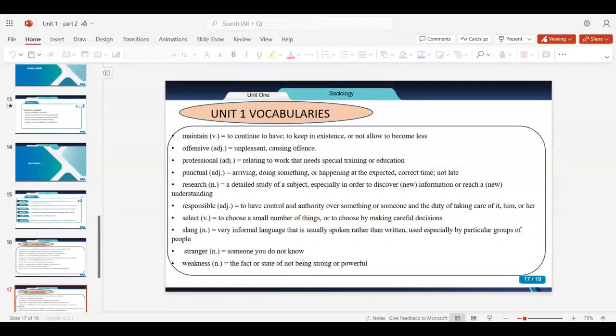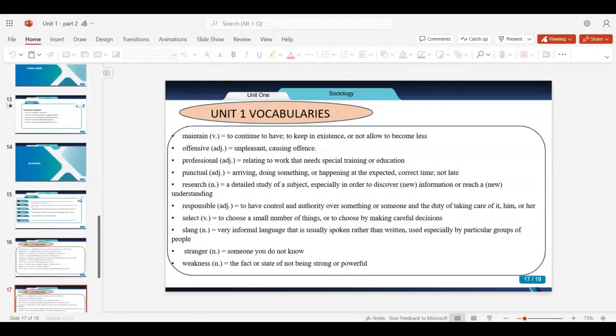Professional is an adjective. What is the meaning of professional? Relating to work that needs special training or education. Punctual is also an adjective. What is the meaning? Arriving, doing something, or happening at the expected, correct time, not late. The synonym of punctual is not late, and the opposite is late. So punctual means always on time.